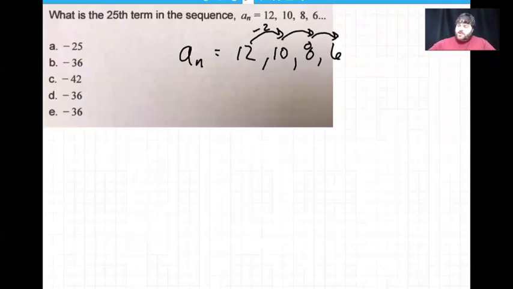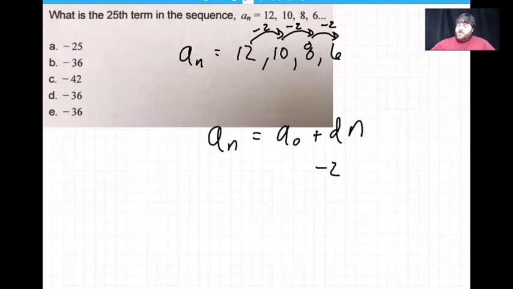We're subtracting 2 each time. That's my common difference. So I know in my formula, it's A0 plus the common difference times n. Common difference is negative 2, so negative 2 times n. All I got to do is figure out where's my starting point. Remember, this is A1, so A0 would be going back in time. Looks like we're adding 2 if we go back in time. So I would have a 14 here. So this is my sequence, 14 minus 2n.